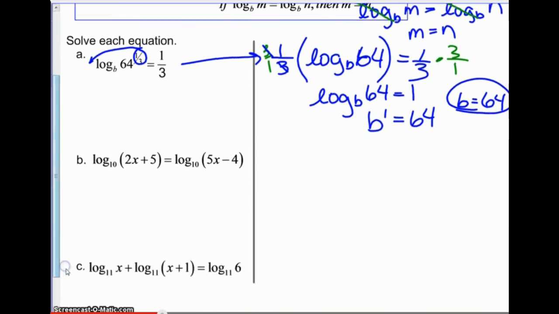Let's look at our next example. Our next example is one where we have log base 10 of 2x plus 5 equals log base 10 of 5x minus 4. Well, if they're both log base 10, we can basically ignore that they're there in the first place.